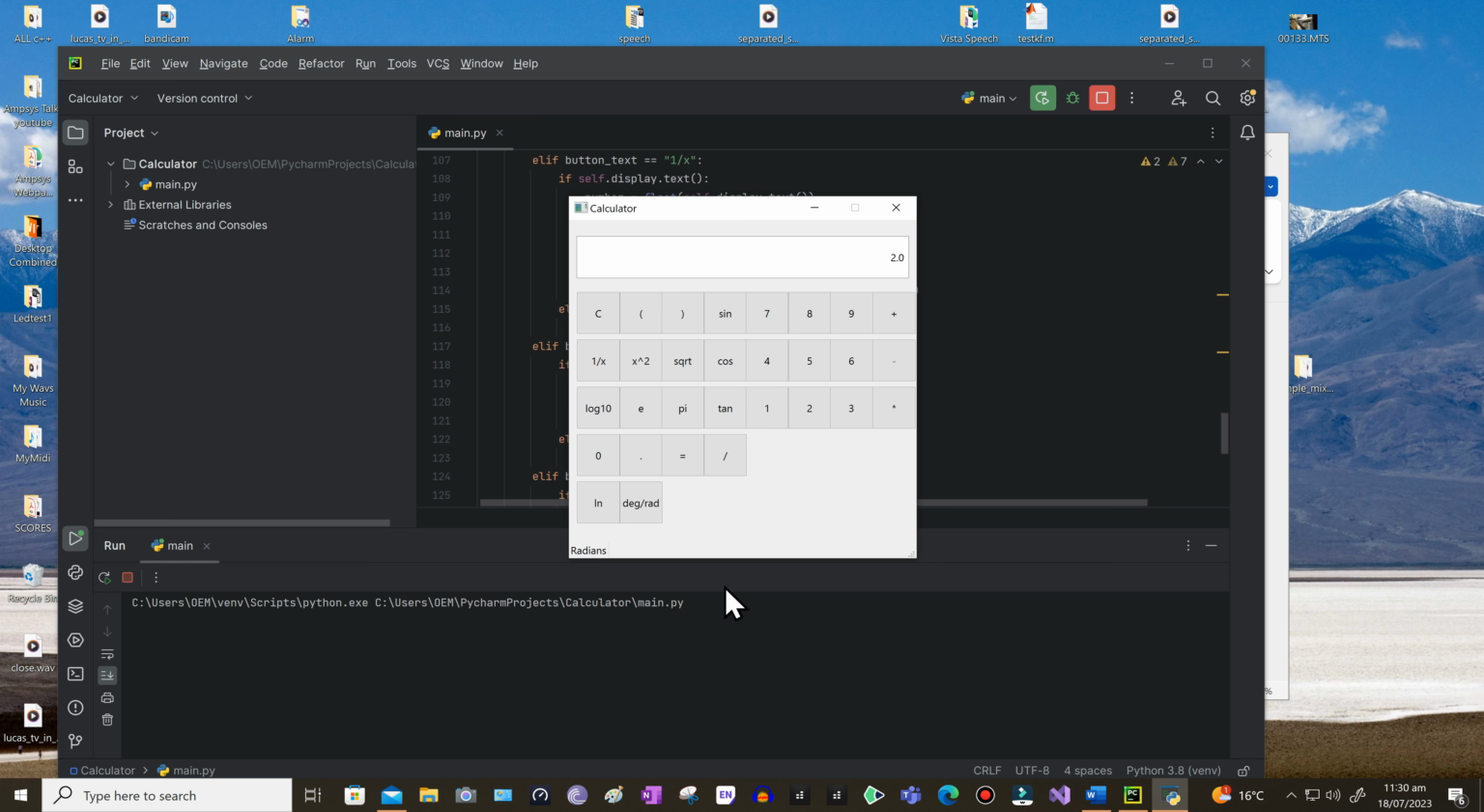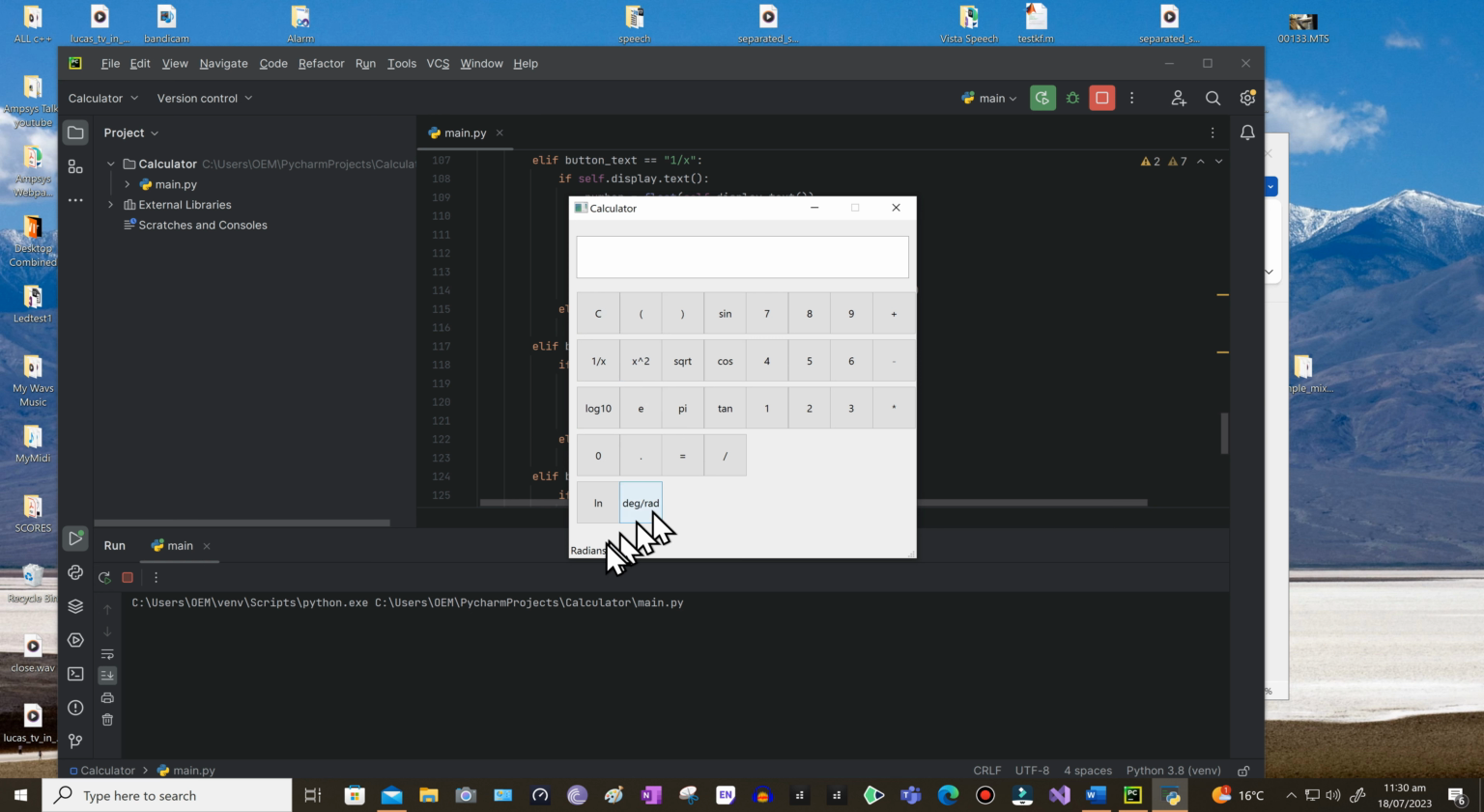Number, then the square root. I also put log 10. That's useful for working out dBs. So log 10 of 1,000 should be 3, which it is. 1 upon x. Again, an error because I didn't enter anything. 0, an error. That's good.